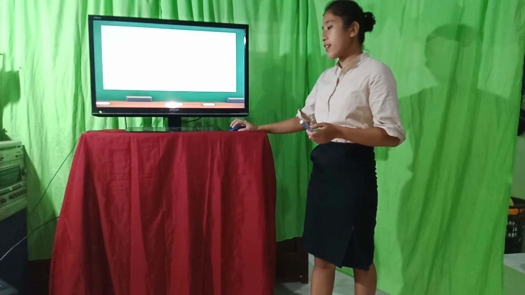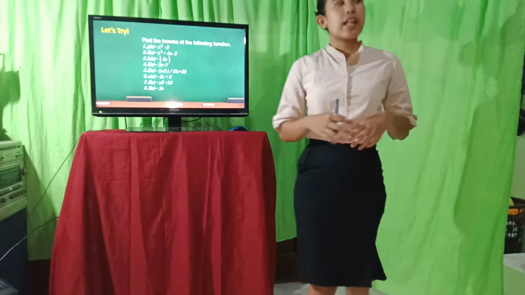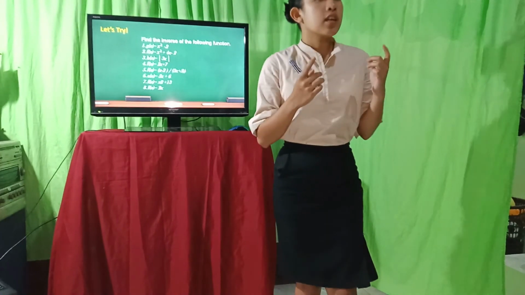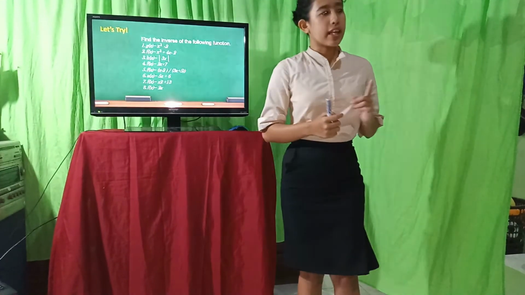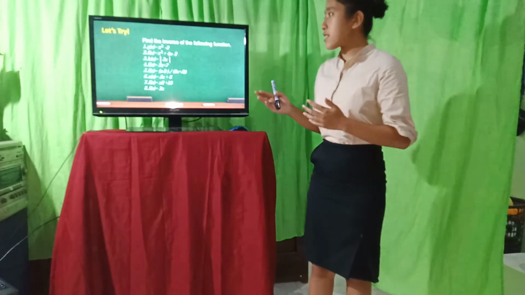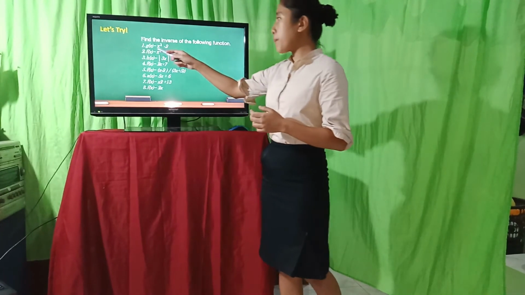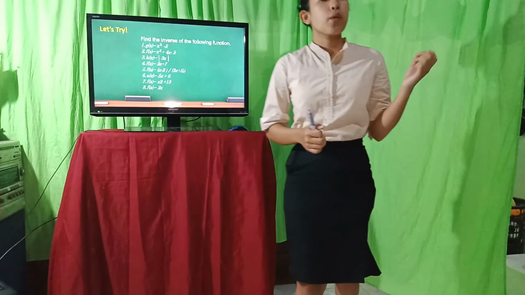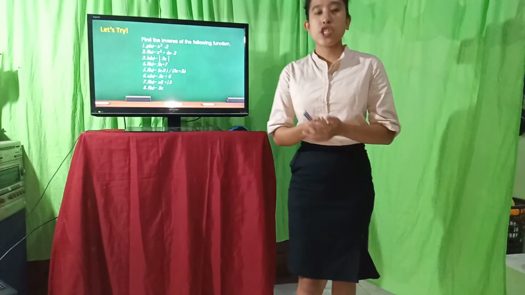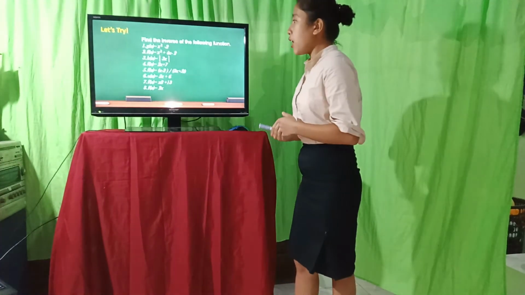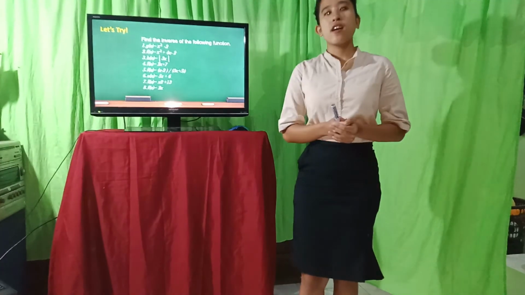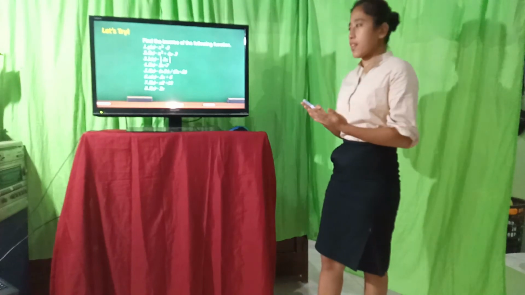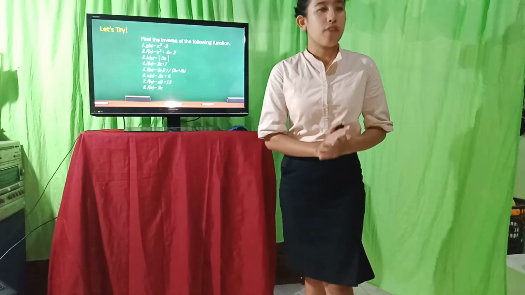Okay, let's try. Can you do this on one whole sheet of paper? Then I want you to select one representative from each column to show your answers. Column number 1 will answer number 1 and explain it in front. So one representative each column. Kindly count forward. Okay, thank you for showing your solution and explaining it to the class. A round of applause, please.